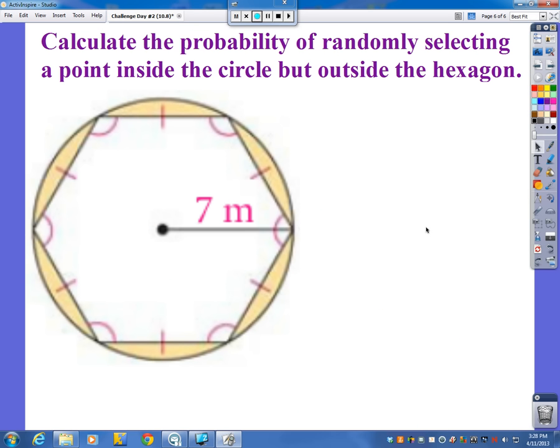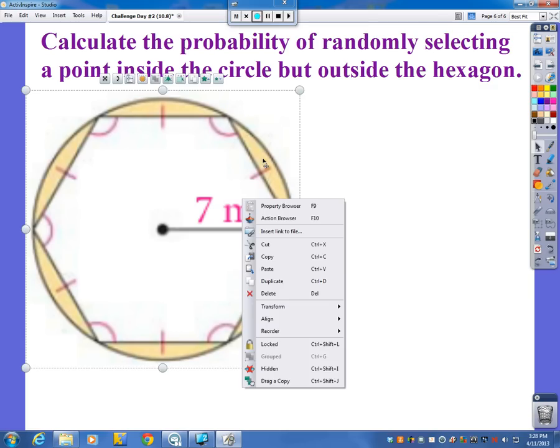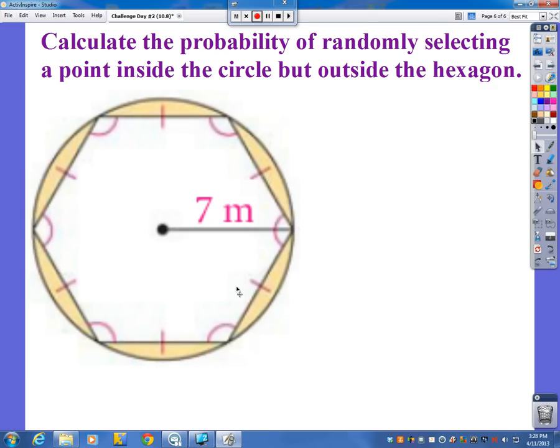The second problem says calculate the probability of randomly selecting a point inside the circle but outside the hexagon. Again, this yellow shaded region here is where we want to end up. One thing is we are to assume that the vertices touch exactly one point of the circle. And you can tell by this hexagon that it is regular. All 6 angles are congruent. All 6 sides are congruent. All right, so let's make this formal.